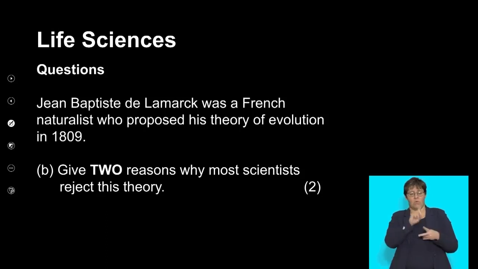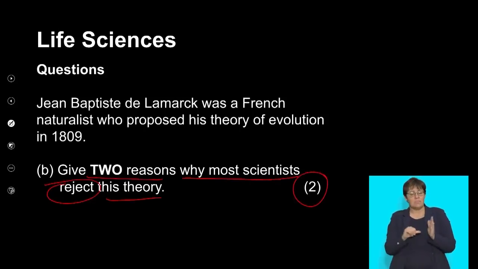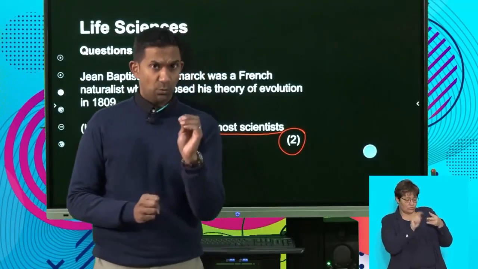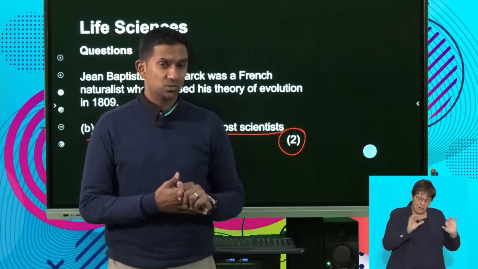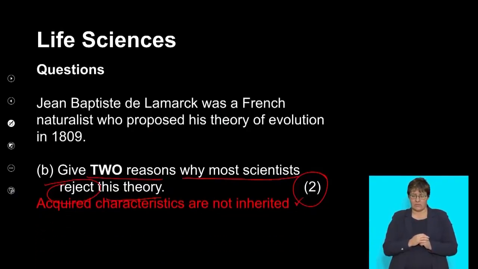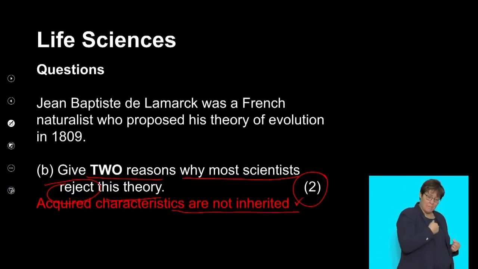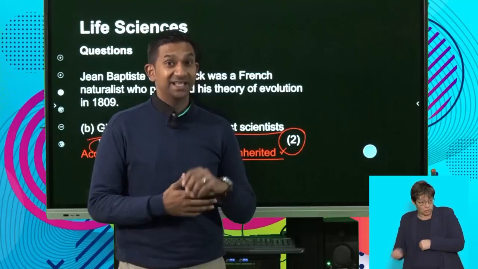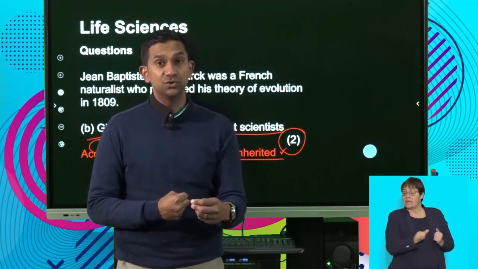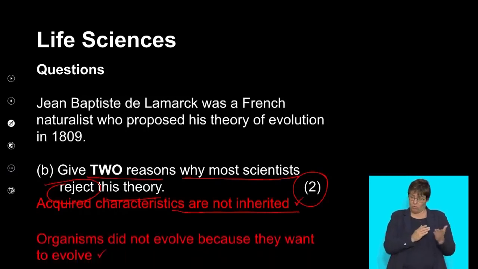Another question. Give 2 reasons why most scientists reject his theory. And guys, it's important that you're able to identify 2 well-explained reasons why his theory was rejected. Let's unpack the answer to this question. One reason was that acquired characteristics are not inherited. We know that the only way a characteristic can be inherited is through genes. And clearly he was not able to convince people around that.